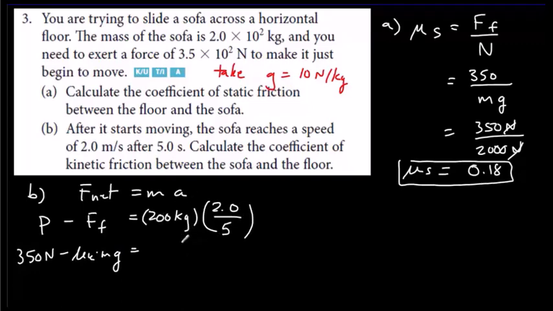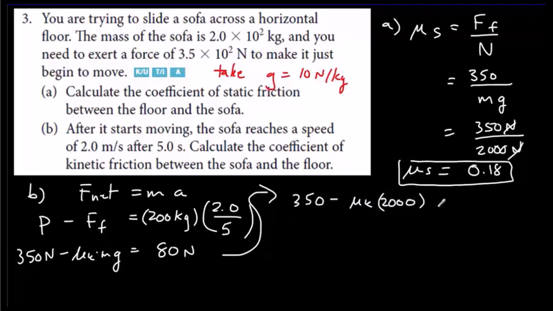We're on a flat surface, so that's just going to be the weight mg. And then if we multiply this out, we get 80 newtons on this side. So now I've got that 350 minus mu k, that's what I want to find out. The weight here was that 2,000 newtons, and that's supposed to equal 80 newtons. I'll let you do the math there. You should get a coefficient of kinetic friction equal to 0.14 in part B.